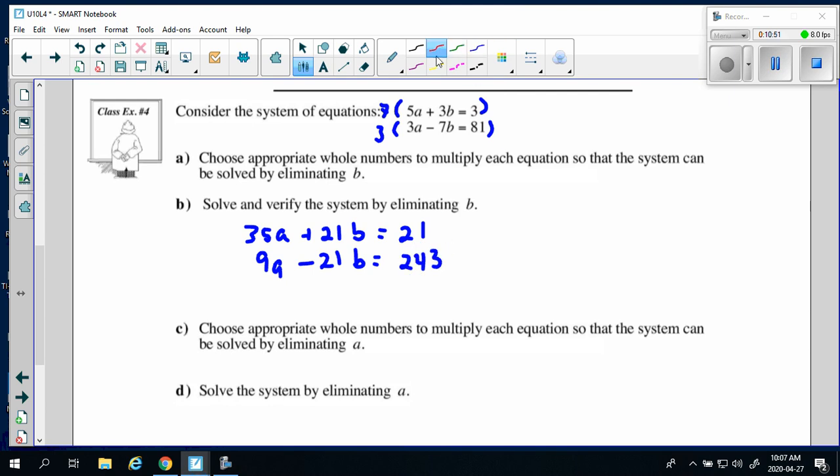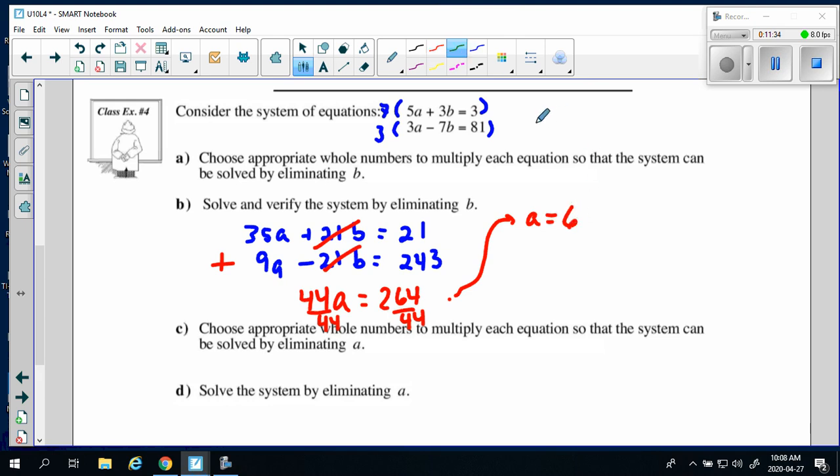So we have a really good situation now because not only do we have a matching term, 21 and 21, but they are actually opposites, positive and negative. And I really prefer doing that rather than having them match exactly and subtract them because I think I'm less likely to make a mistake by adding. So I will add those. These get deleted. 35 plus 9 is 44A. And 243 plus 21 is 264. So we can divide both sides by 44 to get A is equal to 6.